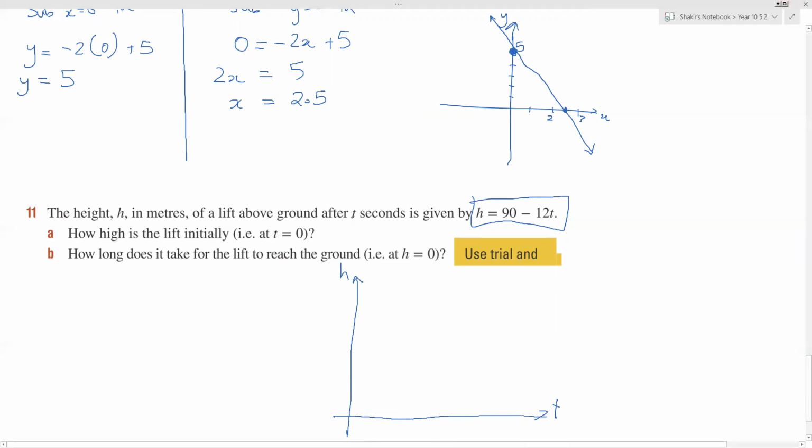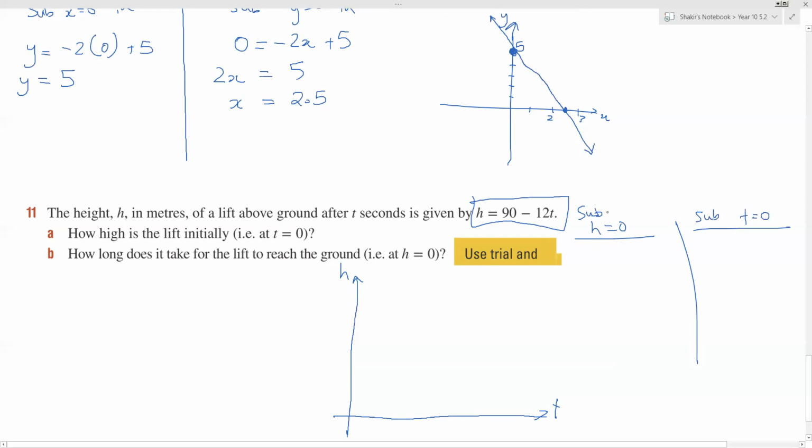All right, so what is the h-intercept? What is the t-intercept? To find the h-intercept, sub t equals 0 in. To find the t-intercept, sub h equals 0 in. So let's do both sides.